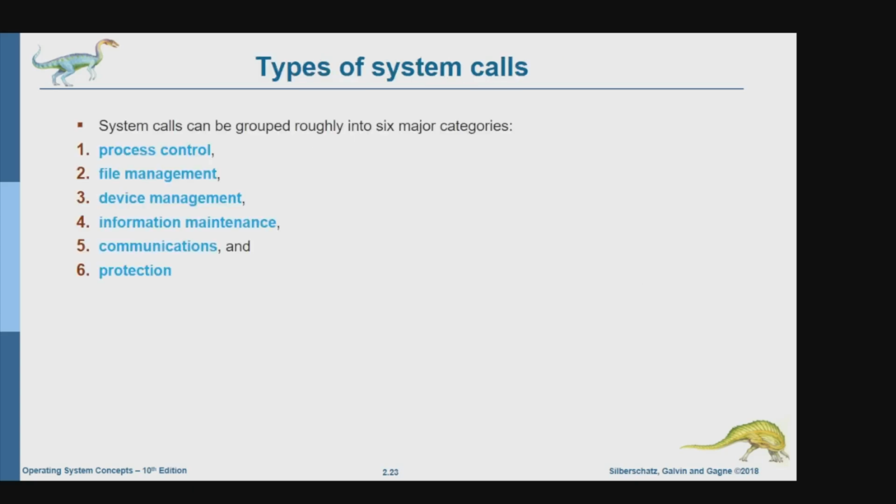Okay, next we go for the types of system call. System calls can be grouped roughly into six major categories: process control, file management, device management, information maintenance, communication, and protection. It's quite similar to what we discussed in chapter 1 about resource management. We have process management, file management, and so on, based on the services provided by the OS.